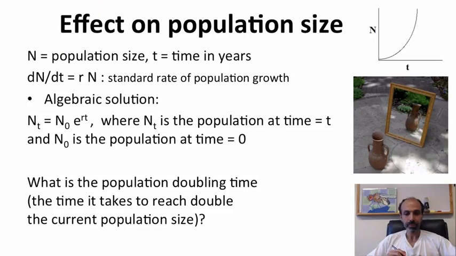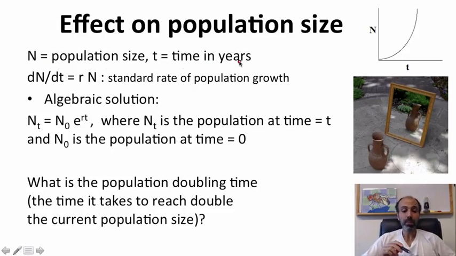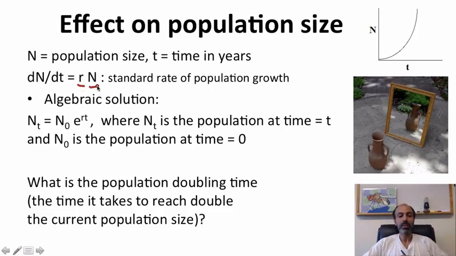Now, let's look at the effect on population size. We'll go through a little bit of math here just to work this out. I hope you don't mind. So let's say that n is the population size and t is time in years. Now, we can identify a standard rate of population growth as dn over dt, or change in population size over change in time. And that would be equal to that rate of increase times the population size.